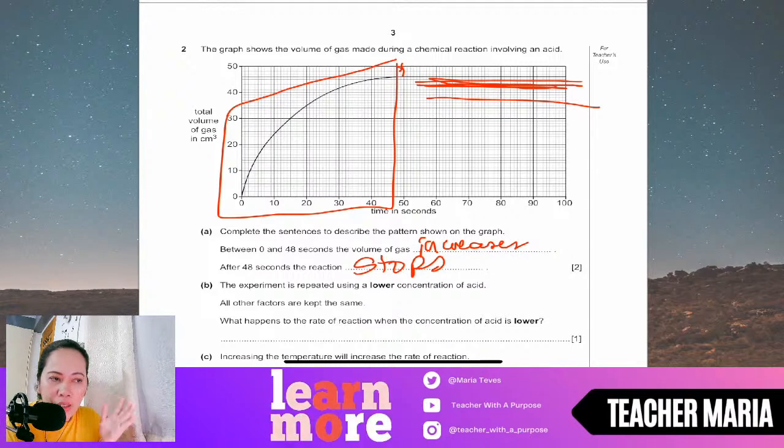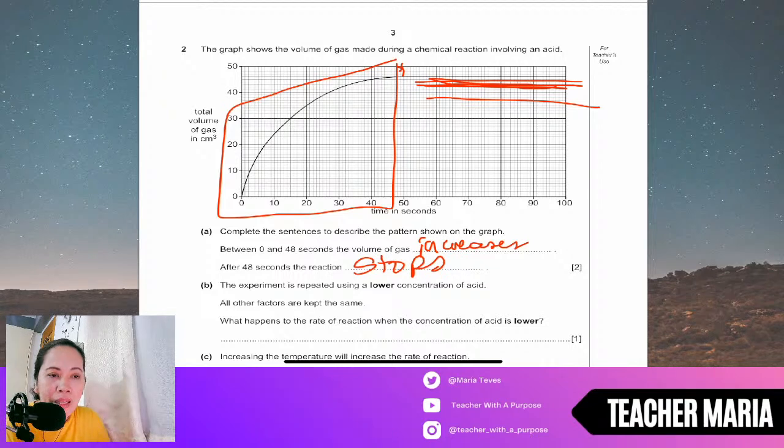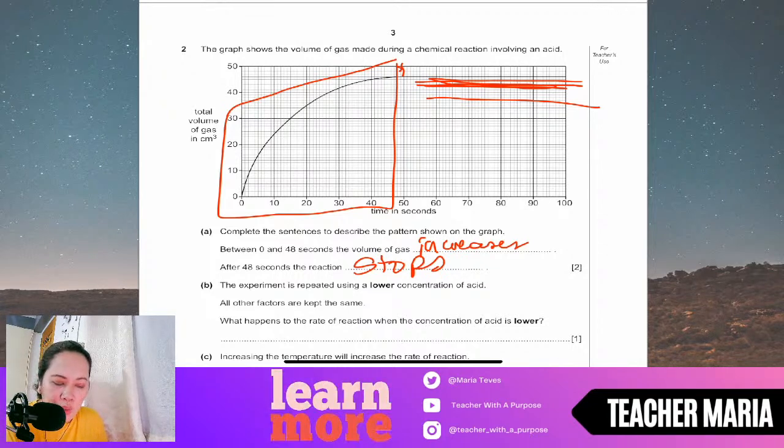Why do we answer stops? Because we are asked about the reaction. We are not asked about what is happening with the volume of the gas. The volume of the gas is constant, but the reaction stops. Hence, our answer here will be stops, or ended, or finished. So after 48 seconds, the reaction stops.